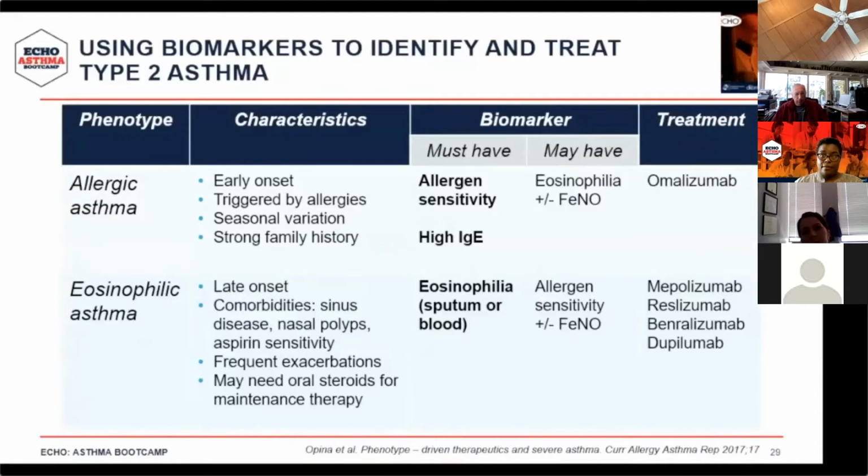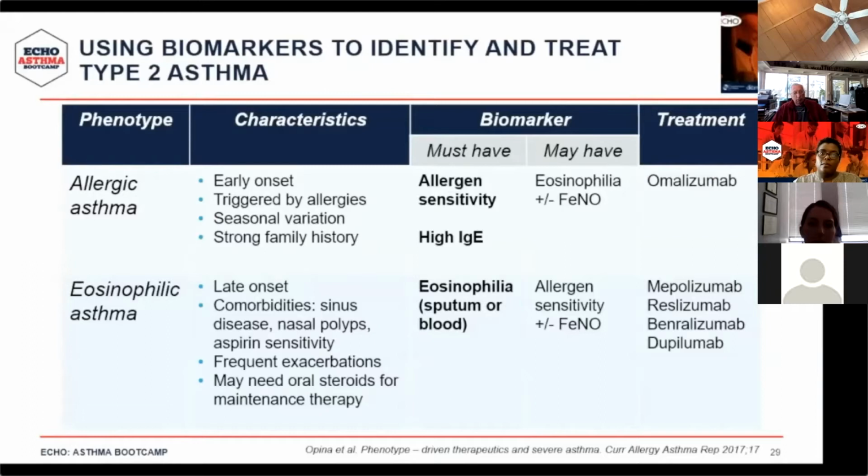So once we have a phenotype and a biomarker, how do we put it together to identify treatments for our patients? So for patients with allergic phenotypes, these are patients who, again, to review from the last session, are early onset. They may develop asthma as a child or as a teen. They're often triggered by allergies, have a seasonal variation to their symptoms, and have a strong family history. For the biomarker evaluation, they will have a positive allergy test or some sort of allergen sensitivity and a high immunoglobulin E level. They may or may not have eosinophilia. And these are the patients who will respond well to omalizumab, which is an anti-IgE monoclonal antibody.